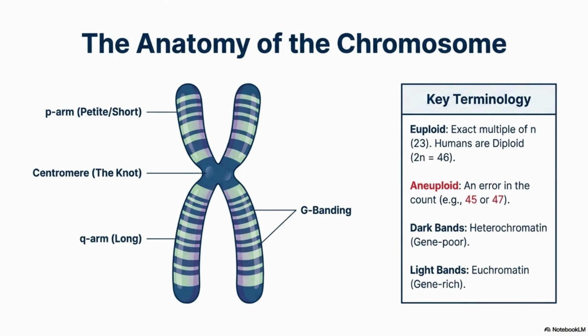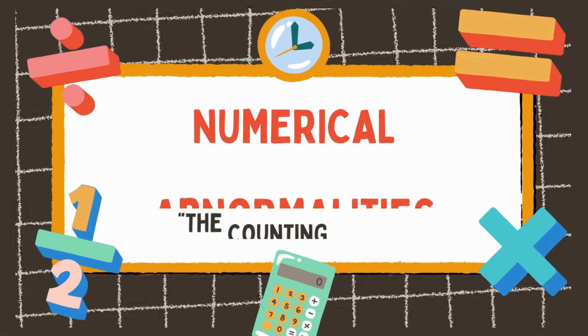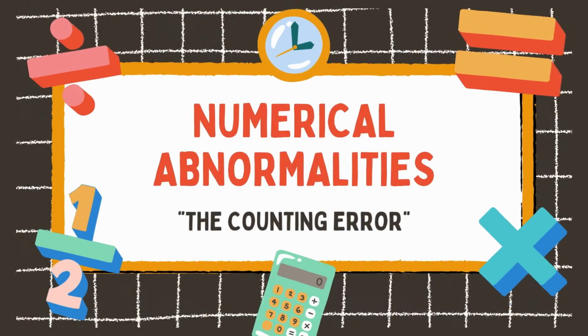The normal count. Euploid. The exact multiple of n, which is 23 in humans. Humans are diploid. 2n equals 46. Aneuploid, not an exact multiple. It could be 45 or 47. This is an error. Numerical abnormalities, the counting error.